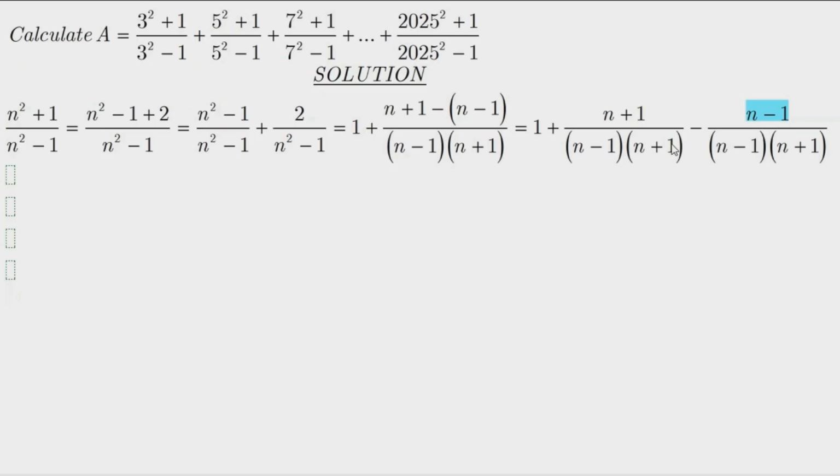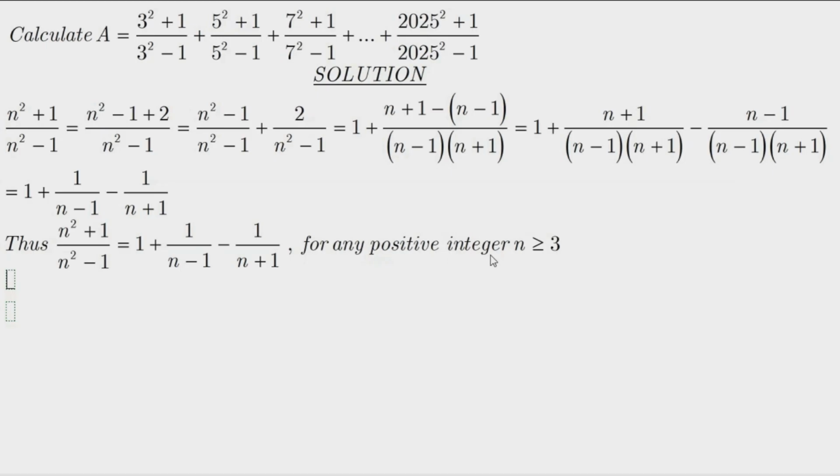So these two fractions will be equal to 1 divided by (n minus 1), then minus, n minus 1 simplified with n minus 1, 1 divided by (n plus 1). Okay, then now we have that (n squared plus 1) divided by (n squared minus 1) will be equal to these fractions.